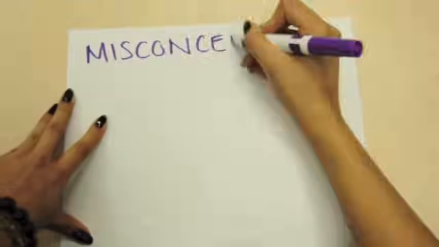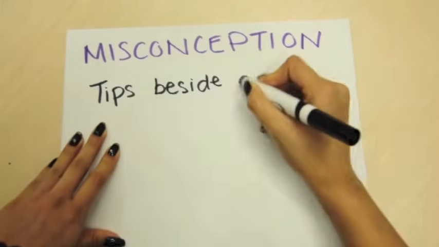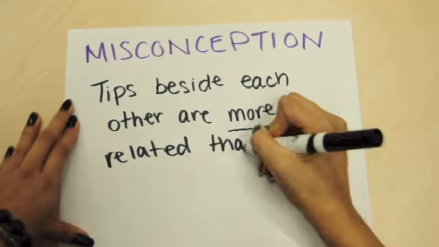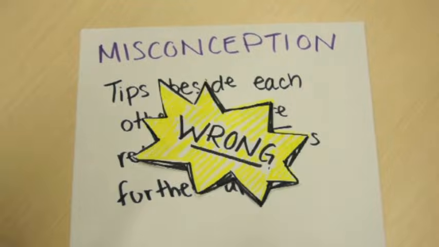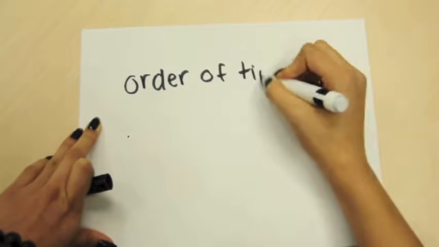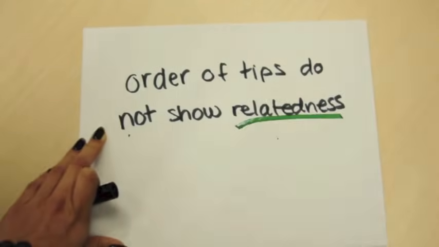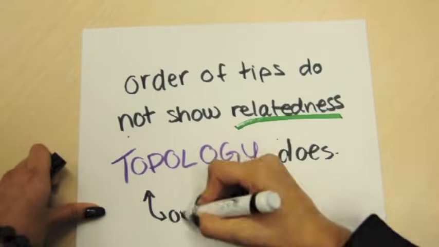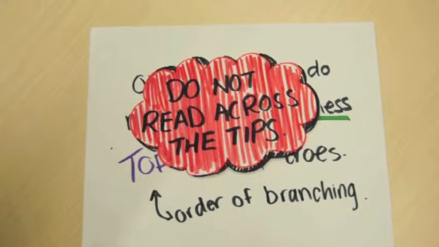We're going to end things off by addressing some common misconceptions. Misconception number 1, tips beside each other are more related than tips further apart. Wrong. The order of the tips do not show relatedness. Topology does. It is important to remember to not read across the tips.